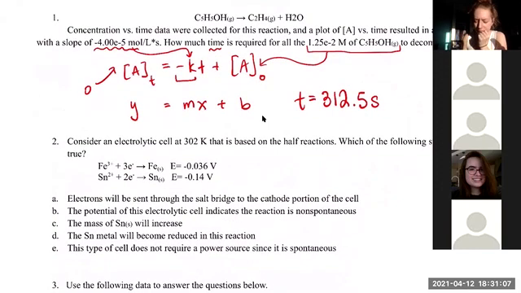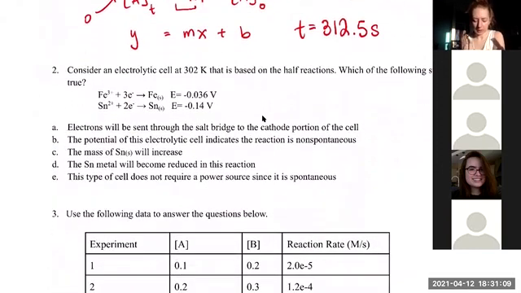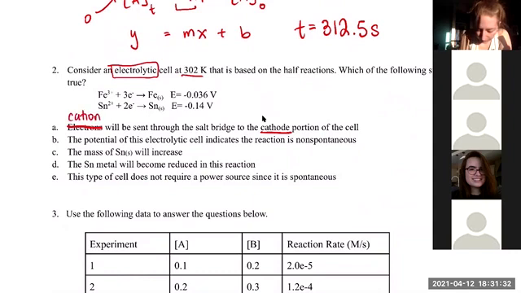Okay. For the next one, it's a conceptual one. So we're dealing with an electrolytic cell. And here's our temperature. Which of the following statements are true? And we have these two half reactions. A is saying electrons will be sent through this salt bridge. That's already wrong. We know that ions are sent, and specifically if it's going to the cathode, it'll be cations.